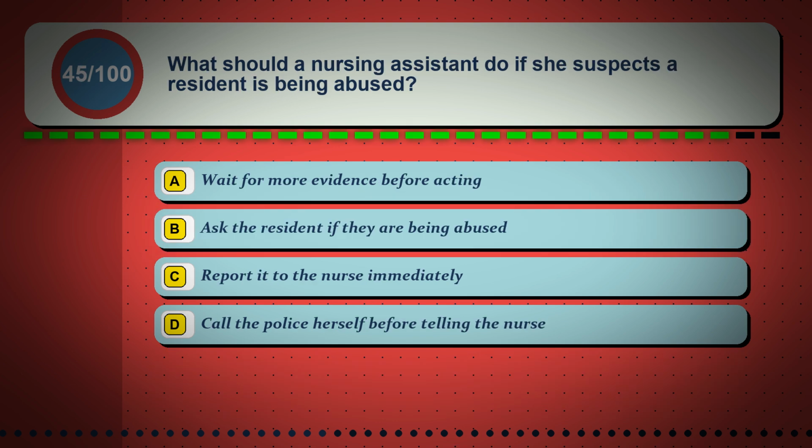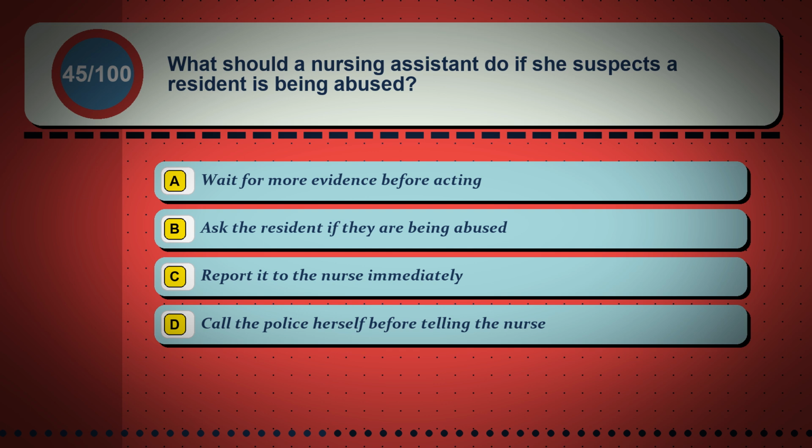Question 45. What should a nursing assistant do if she suspects a resident is being abused? Option A. Wait for more evidence before acting. Option B. Ask the resident if they are being abused. Option C. Report it to the nurse immediately. Option D. Call the police herself before telling the nurse.